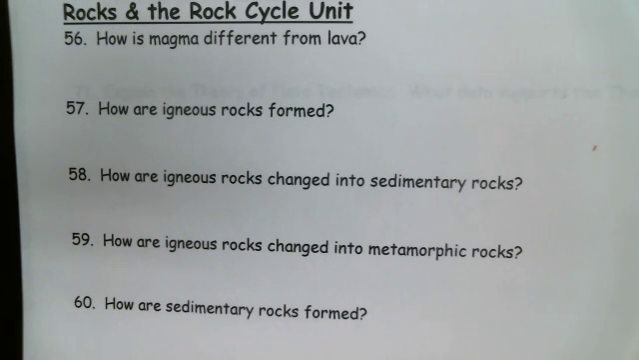Number 58, how are igneous rocks changed into sedimentary rocks? It's 2 steps. The first step is that you have to break it into sediments. And the second step is the sediments are then compressed and cemented.